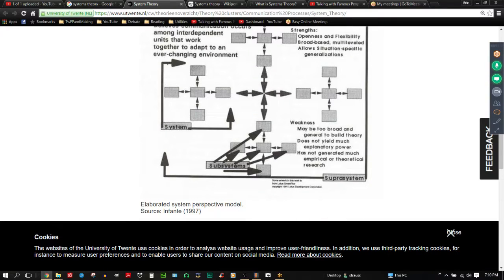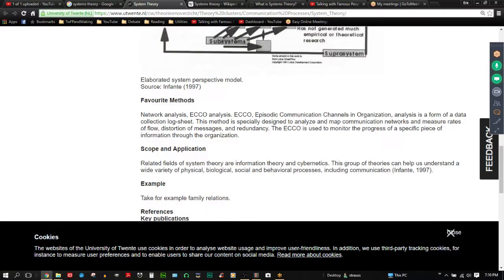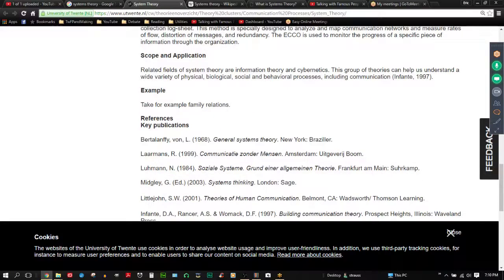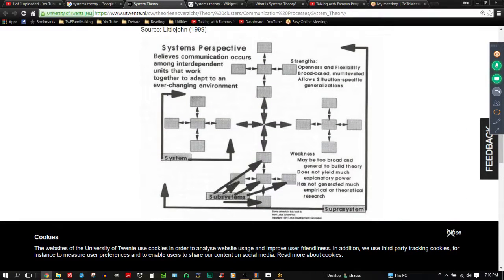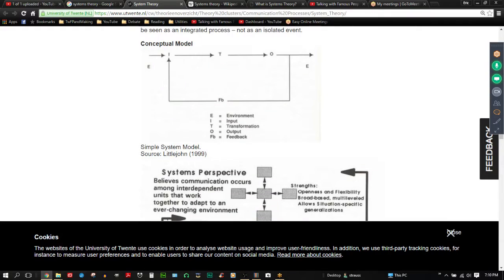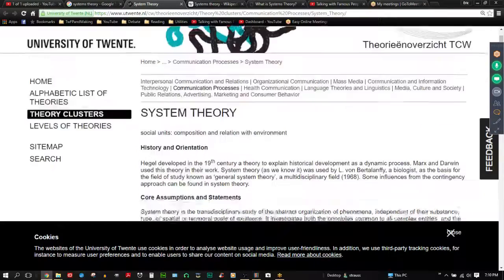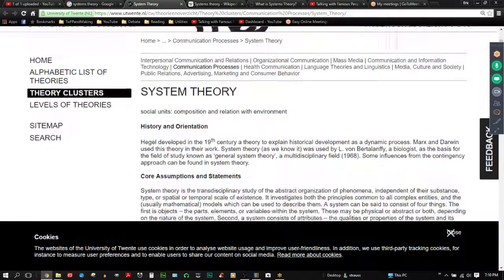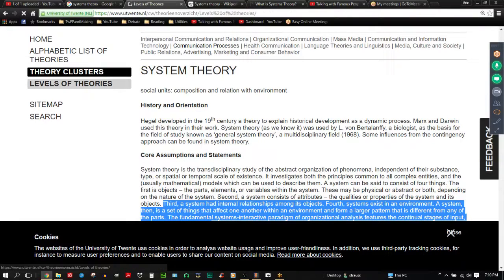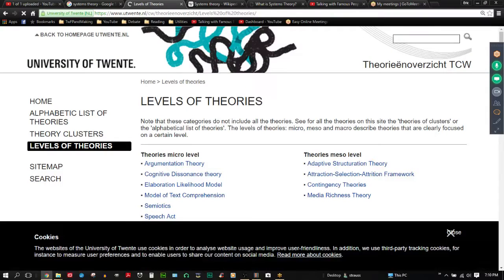Maybe too broad and general to build theory, does not yield much explanatory power, has not generated much empirical or theoretical research. Well, I mean, it's so obviously true, you know. This is how the world works, you know. It works from a systems perspective, and to the extent that we try to lock it down into something non-systemic, we falsify reality.